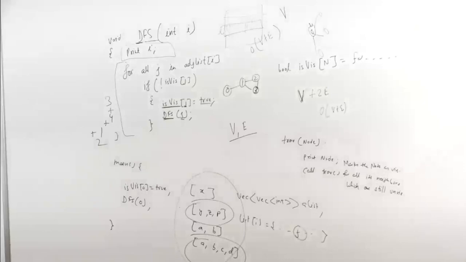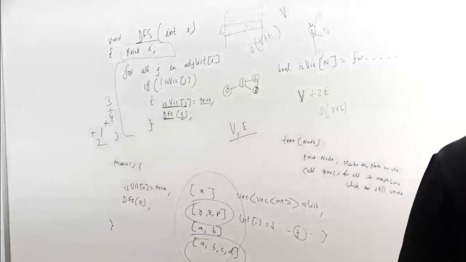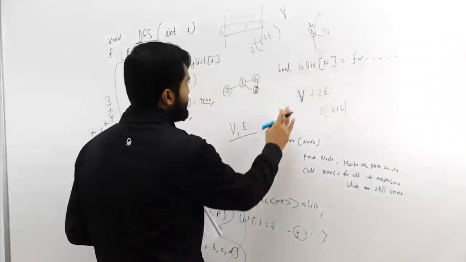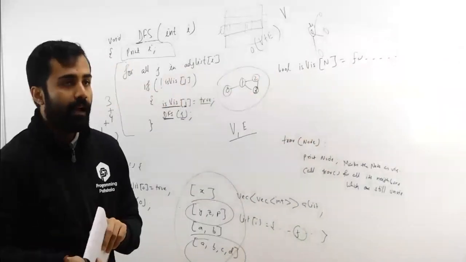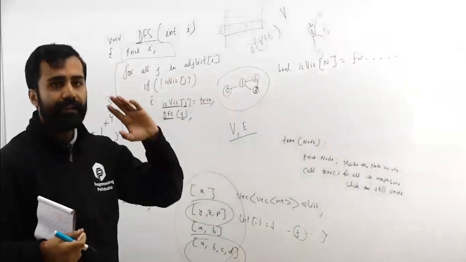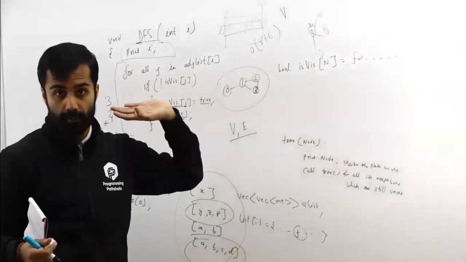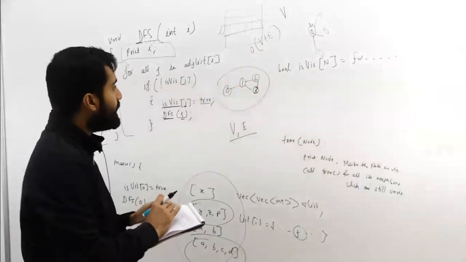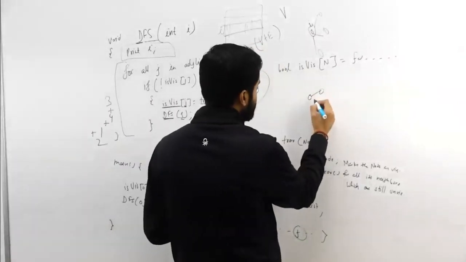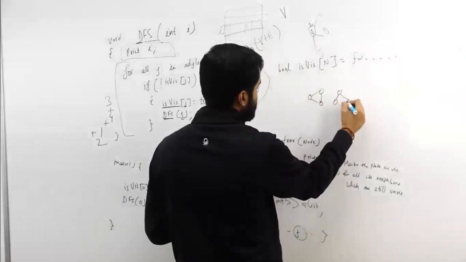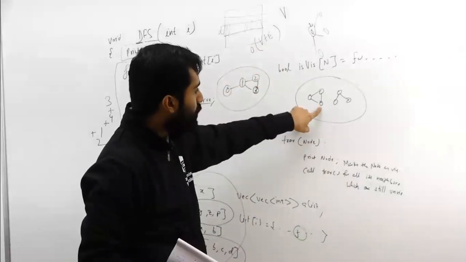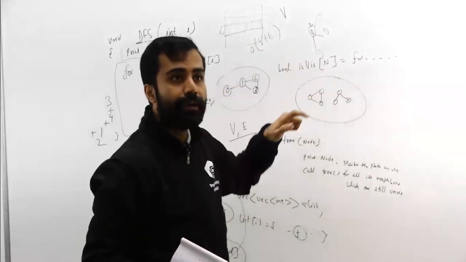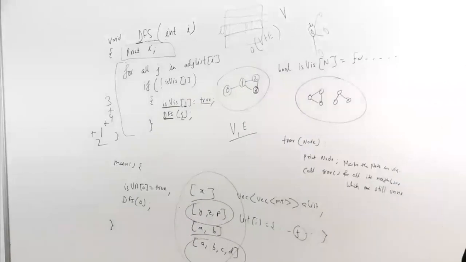Okay, so I have a new question for you. Let's say our graph is something like this. I can start traversal from any node and it is guaranteed I'll be able to print all the nodes. But let's say now I have a graph that looks like this. If I start my traversal from this node, will I be able to print all the nodes? Yes or no? The answer is no.